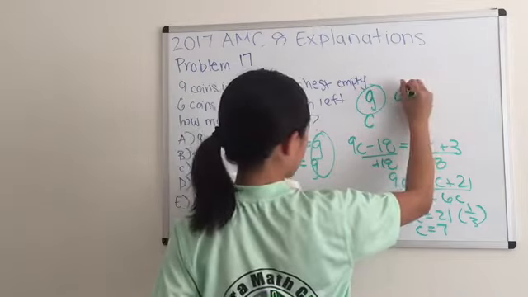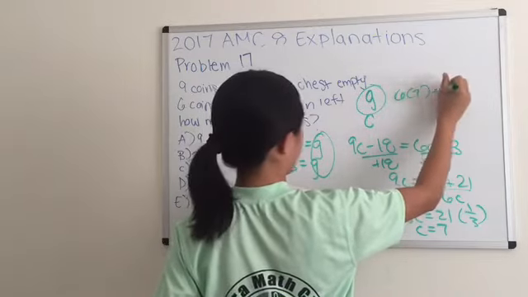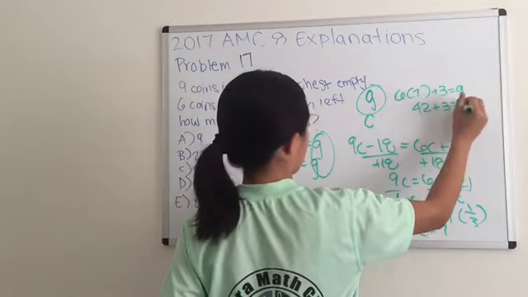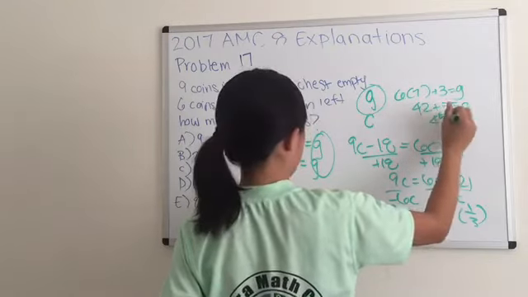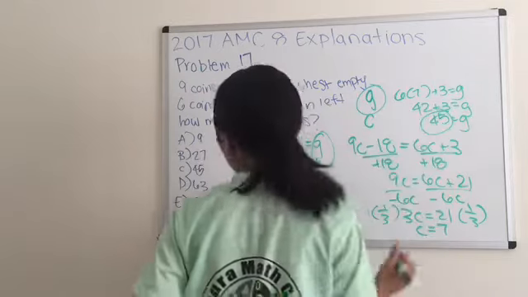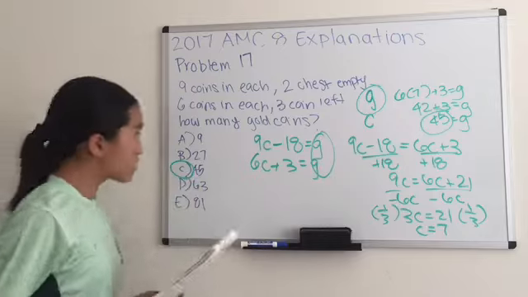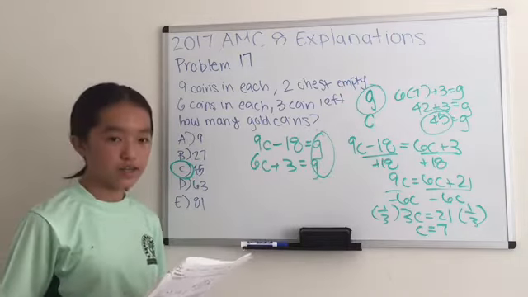So 6 times 7 plus 3 equals G. That's 42 plus 3 equals G, and then 45 equals G. So our answer is 45, which over here is C. So our answer to number 17 is C.